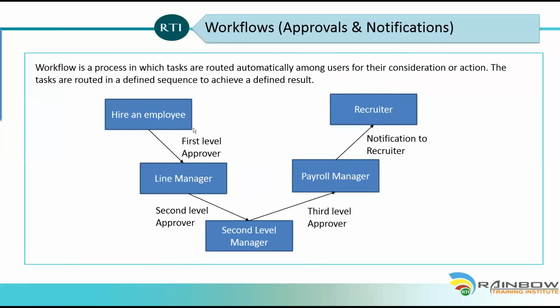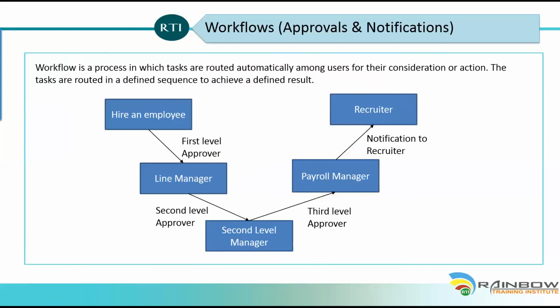For example, if you hire an employee, what should the system do? The system should send a notification to the line manager saying, hey, some person is going to be hired under you, are you okay? Then the second level manager says okay. Another notification goes to the second level manager, saying one person is getting hired and the first level manager approved it, are you okay with that? He approves it, and it goes to the third level manager, the payroll manager, who approves that transaction.